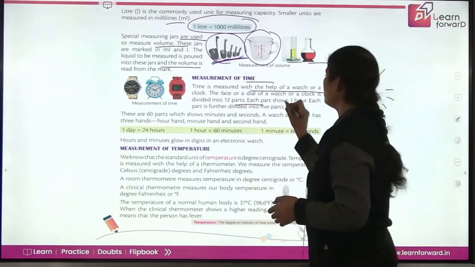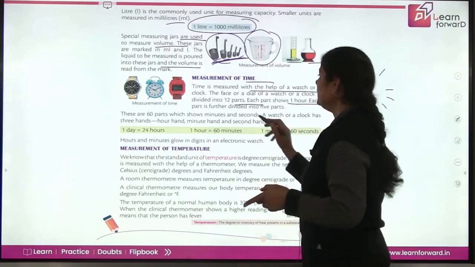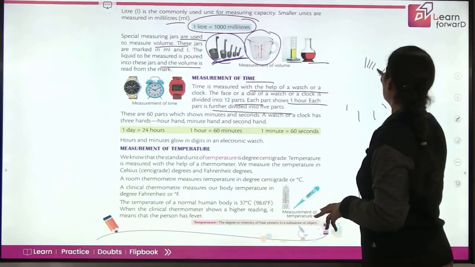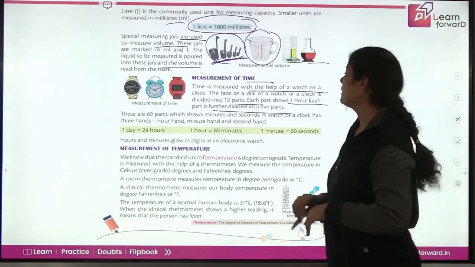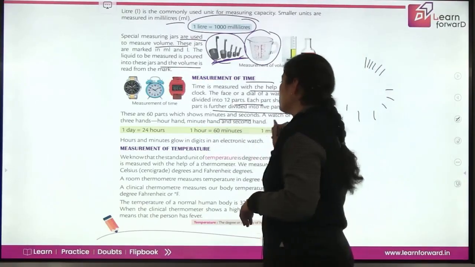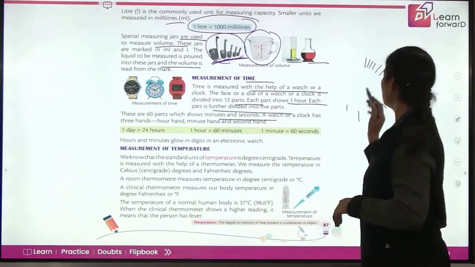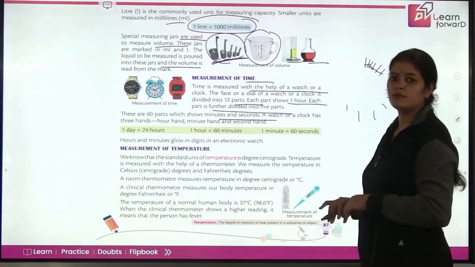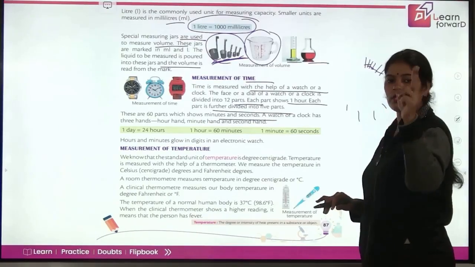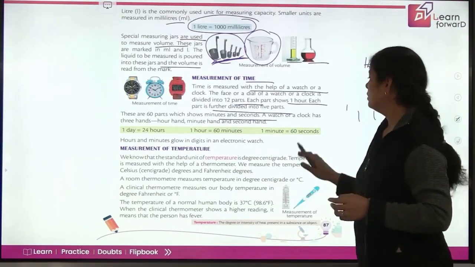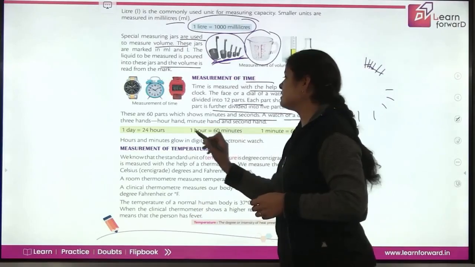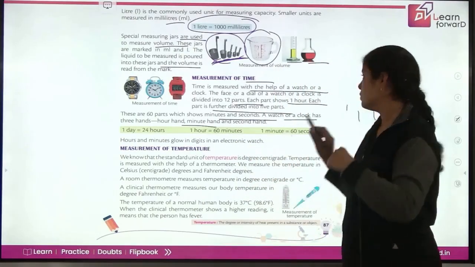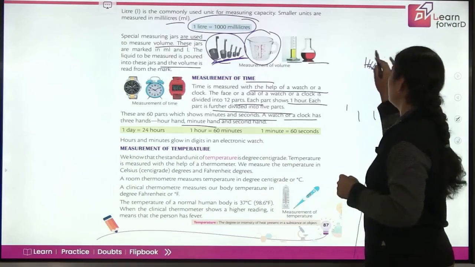Now each part shows 1 hour. Each part is further divided into 5 parts. So between this again there are 5 divisions. These are 60 parts which show minutes and seconds. So this is 1 minute. 1, 2, 3, 4, 5. 5 minutes make this duration from 12 to 1. A watch or a clock has 3 hands. One is the hour hand that covers a distance of 1 to 12 to 1 in an hour.